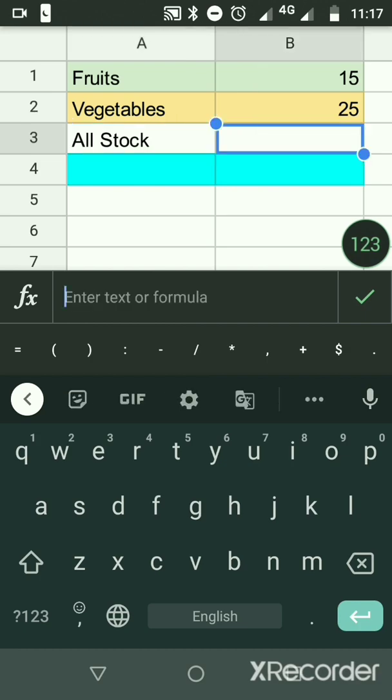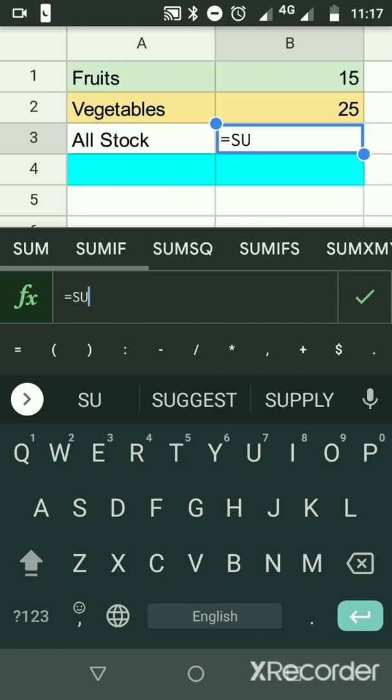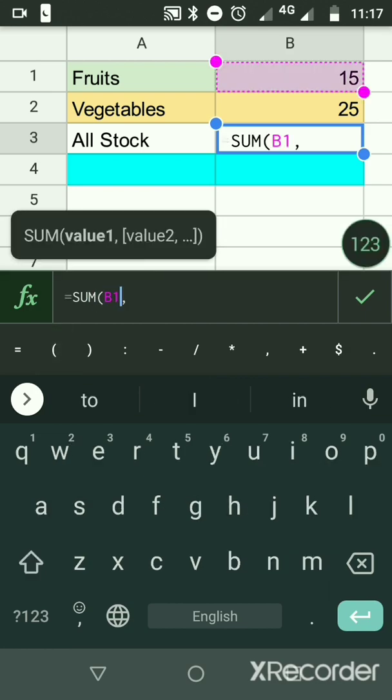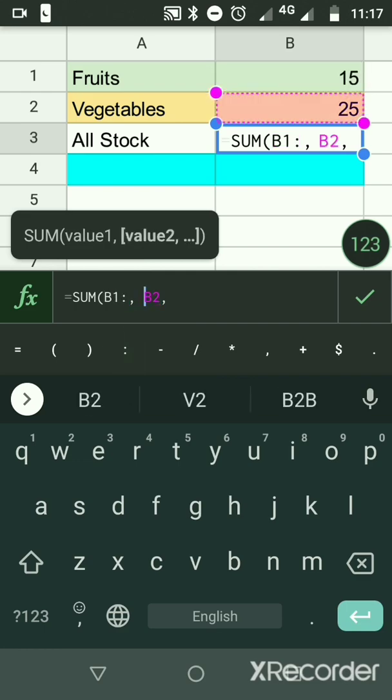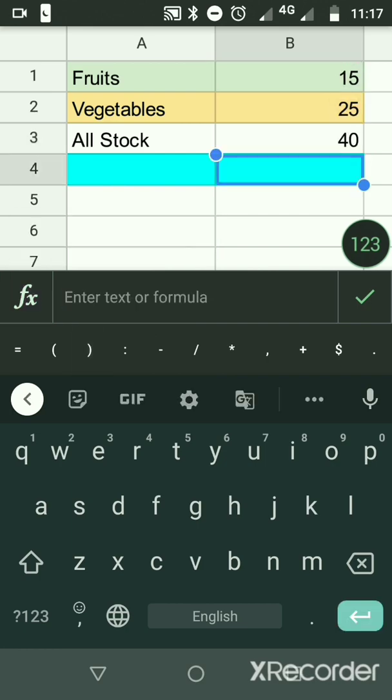So here we can add these two totals by using this formula. Click on the cell below, type equals sum, select this plus this, comma deleted, bracket complete. Okay, all stock is 40.